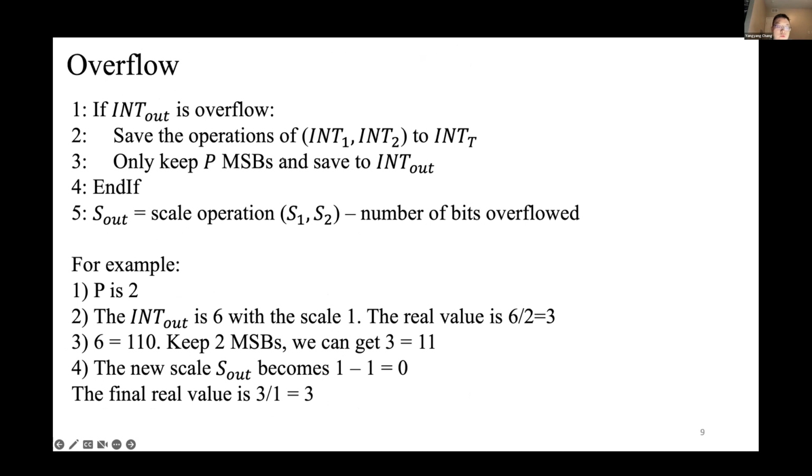Okay, so when we do the operation in deep learning, there is a lot of data, and there will definitely be some overflow problems. The overflow problem is also very straightforward, because we want to save computations. So if we find that an integer overflows, we save this overflow to temporary memory, and then we only keep the MSBs and save them to the new output integer.